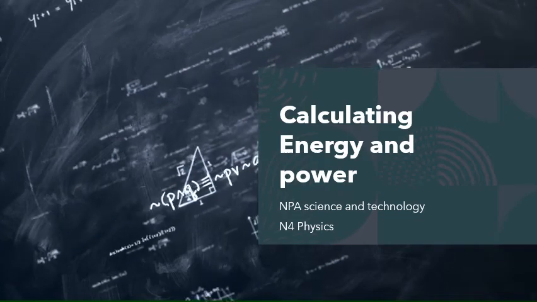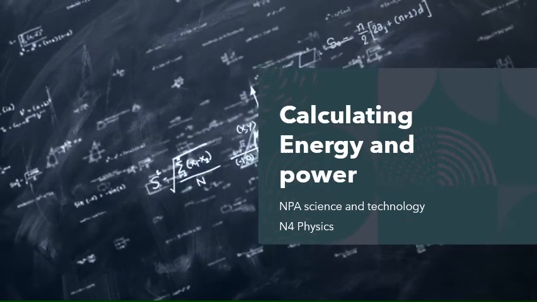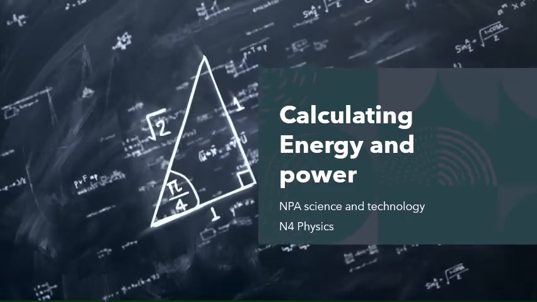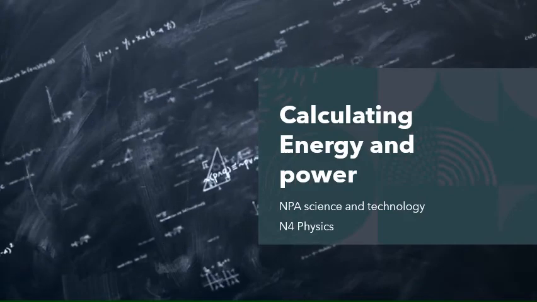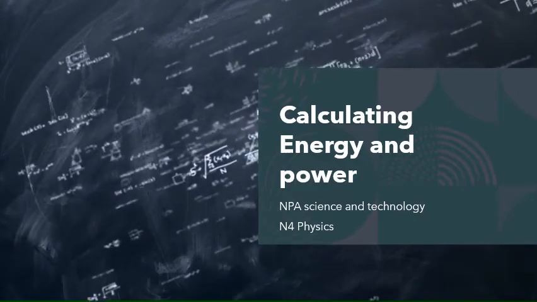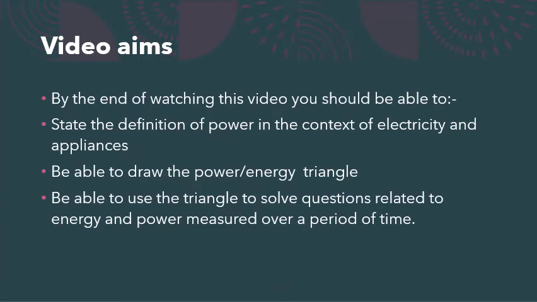Today we're going to look at calculations involving energy and/or power. This is for the NPA Science and Technology course or the N4 Physics course. The video aim: by the end of watching this video, you should be able to state the definition of power in the context of electricity and appliances, be able to draw the power-energy triangle, and be able to use the triangle to solve questions related to energy and power measured over a period of time.